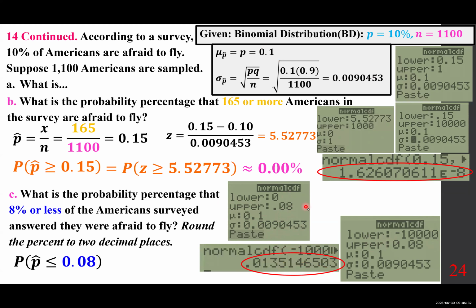You get the following answer, which means 1.35% or 0.0135, which has been changed accordingly.